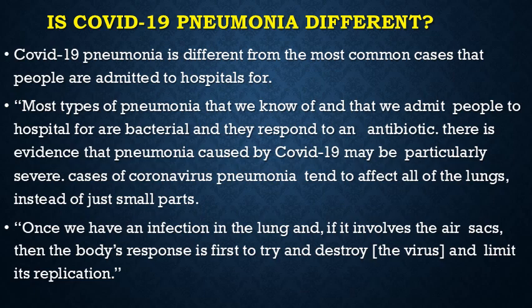There is evidence that the pneumonia caused by COVID-19 may be particularly severe. Many cases of coronavirus pneumonia tend to affect all of the lung instead of part. I told you before, lobar pneumonia or bacterial pneumonia usually involves part of the lung, a lobe, two lobes, one part, may be unilateral, rarely bilateral. Here, in this type of pneumonia caused by COVID-19, mostly it affects all of the lung, the entire lung.